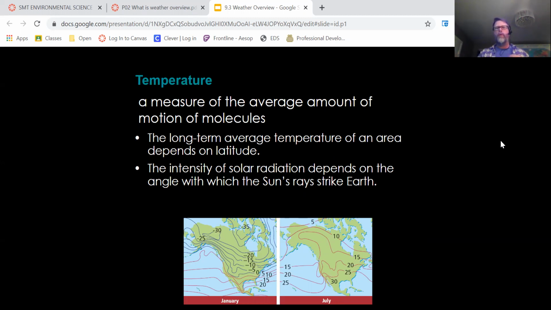Now if we were looking at the temperature of a specific place, it's going to depend on the latitude, how far north and south it is, because that affects how much solar radiation is striking the Earth at that place, how directly sunlight is hitting it, and the total amount of radiation that reaches the surface here.